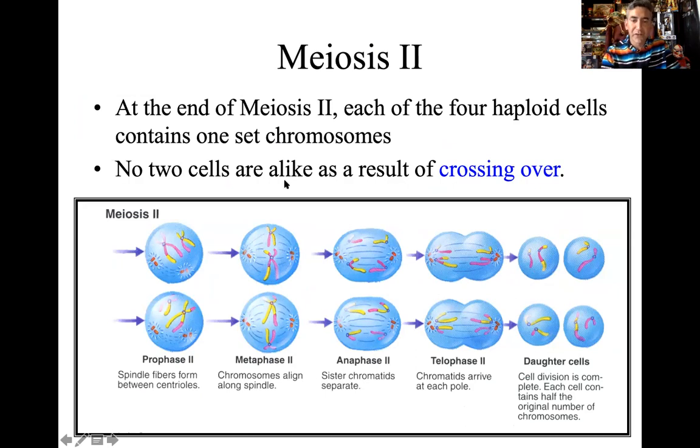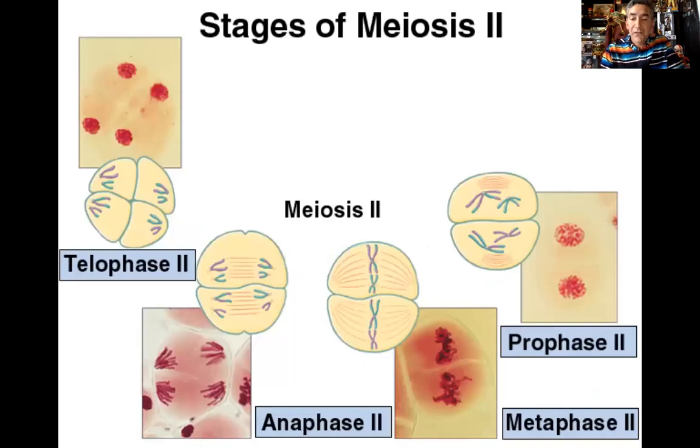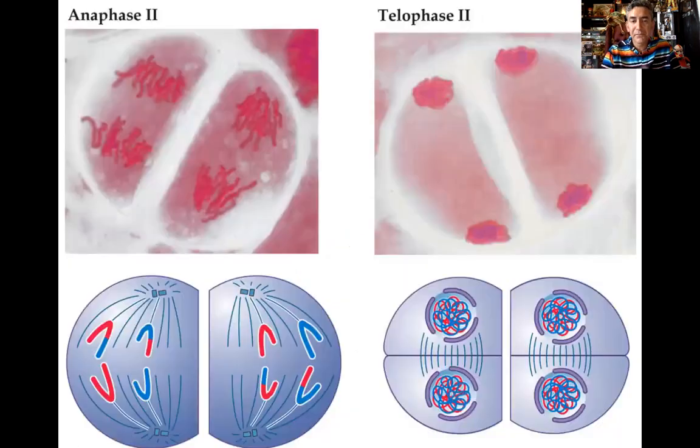So no 2 cells are alike as a result of crossing over. We notice every chromosome is a little bit different than the other cell, right? So that is the goal of meiosis. I like this picture. You can see our 4 cells, cell 1, 2, 3, and 4. Cytokinesis will complete the separation of the cytoplasm, and we end up with our 4 haploid gametic cells here. So again, this will separate to end up with 1, 2, 3, 4 haploid cells.